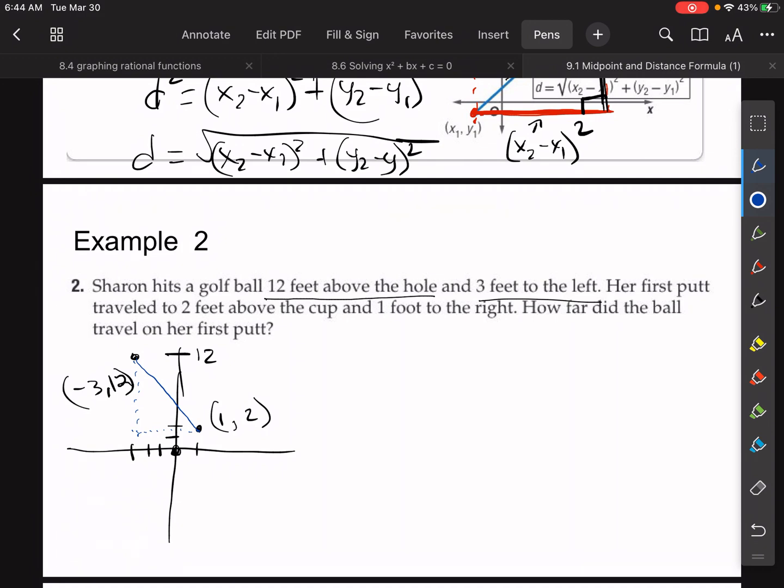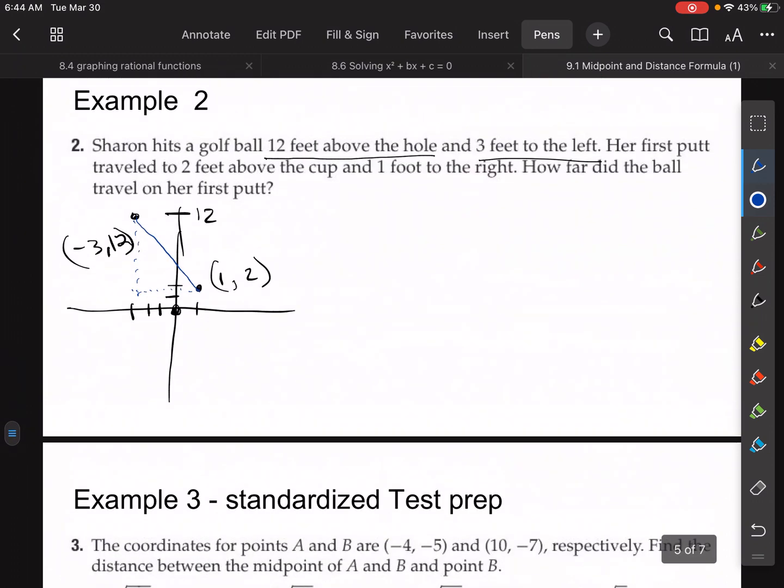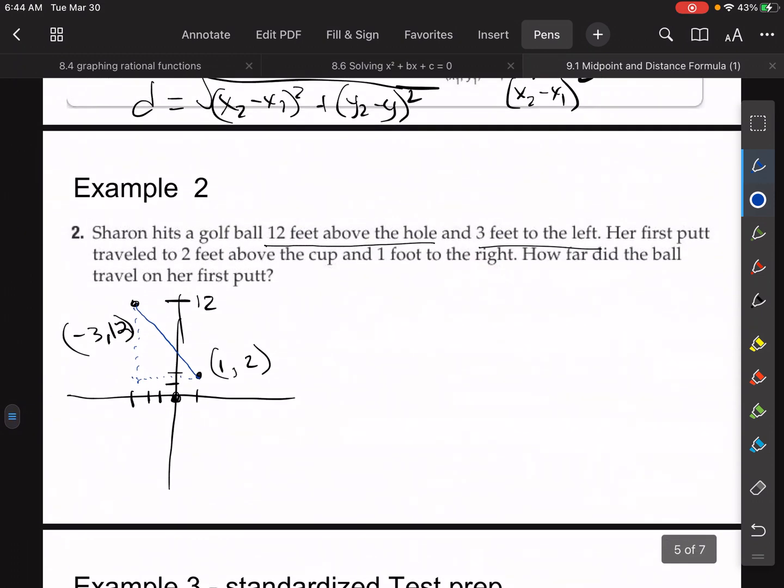Another way to think about this, you guys, if you don't want to memorize this thing, is you could just always draw it out and look at your triangle. We know that this distance from here to here is 4, and notice that's just 1 minus negative 3, which is 4. So it's the change in the x's. Then the change in the y's from 2 to 12, this distance is 10. So we have 10 squared plus 4 squared equals the distance squared.